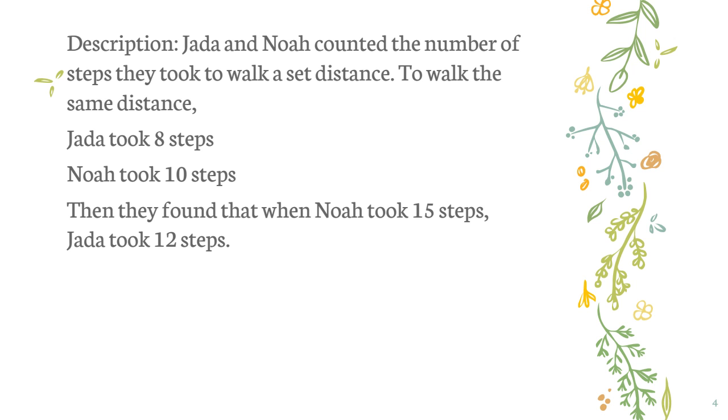So let's look at this. First, we're given a description, and it says Jada and Noah counted the number of steps they took to walk a set distance. To walk the same distance, Jada took 8 steps. Noah took 10 steps. Then they found that when Noah took 15 steps, Jada took 12 steps. So right now we are given a relationship. We're going to see if it's proportional or how else we can represent this same scenario.